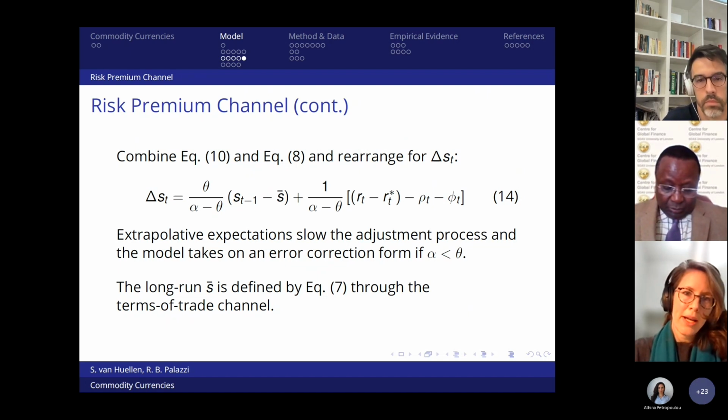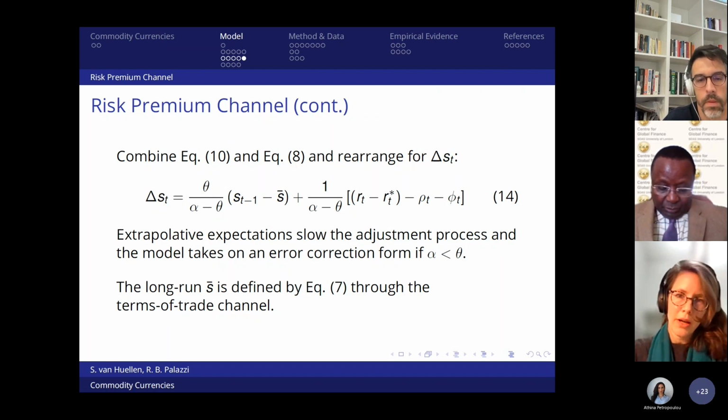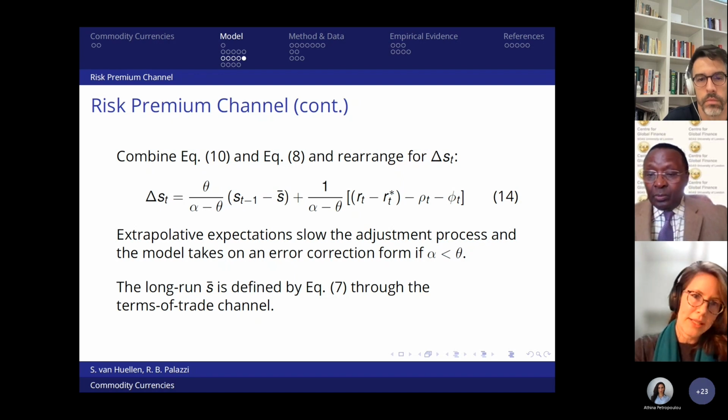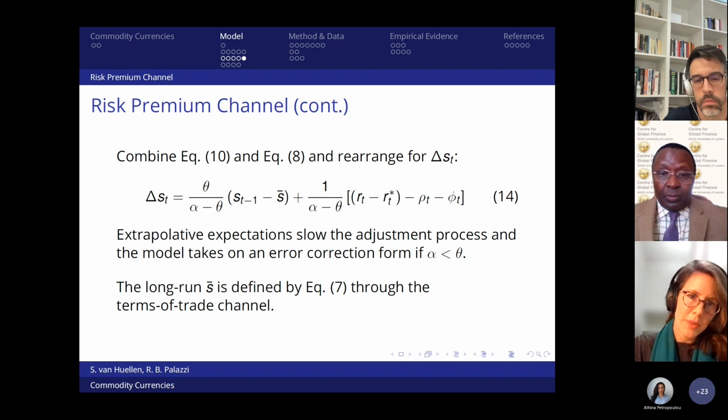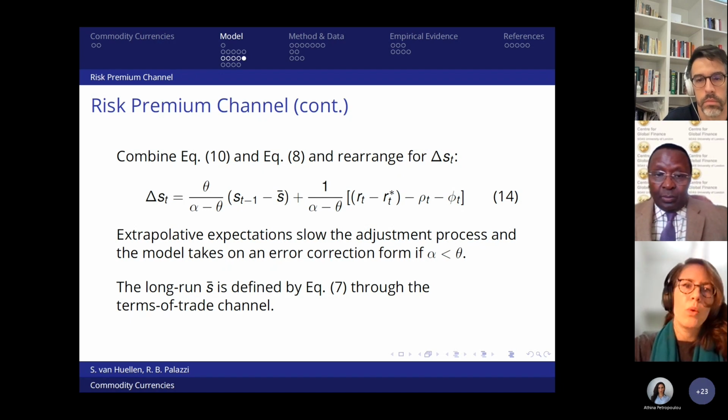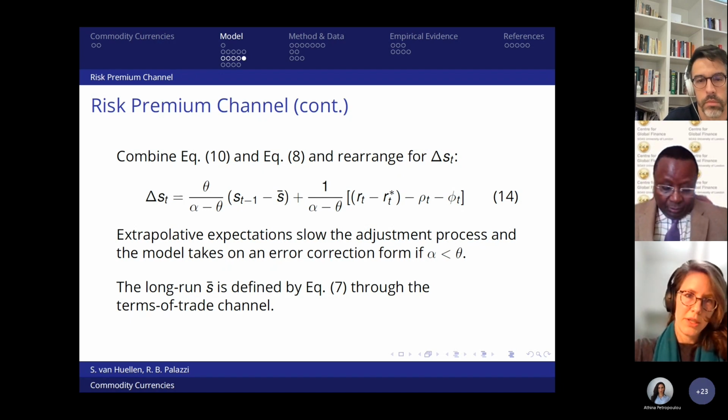So if we combine our terms of trade equation with the equation we derived from the uncovered interest rate parity and add the assumption about the adjustments or trader behavior to it, what we get here is our equation number 14. It's just simple and tedious algebra.